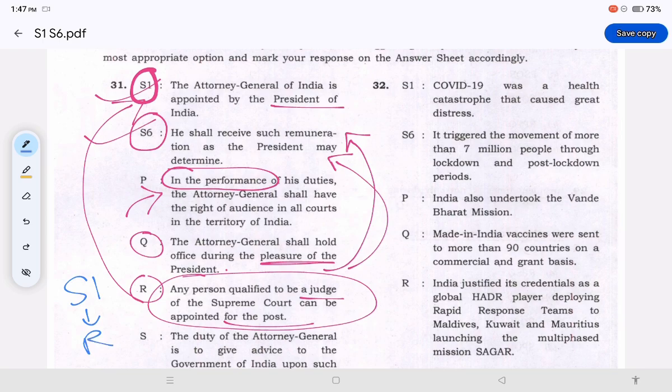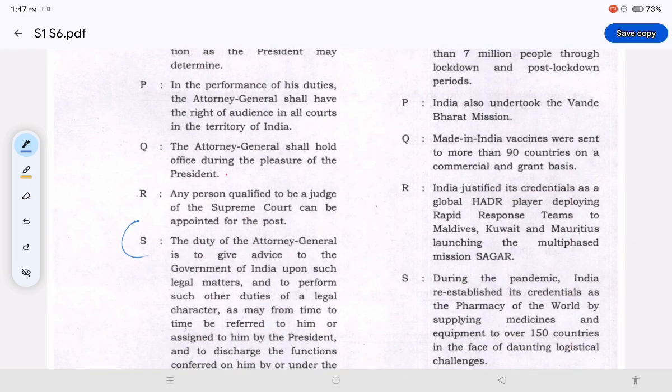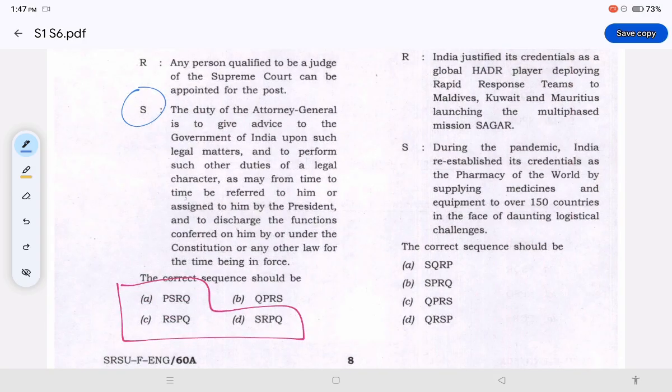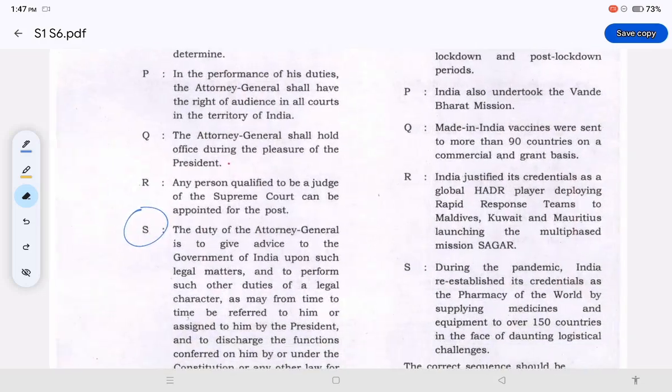The Attorney General of India is appointed by the President of India. Any person qualified to be a judge of the Supreme Court can be appointed for the post. You see how S1 to S6 is an elaboration. It is an elaboration giving us more info. So this is very clear that R is going to come after S1. Now you may ask, how are you so sure? You didn't even read S6 till now. Fine, I'll read S6. But still I have an option. You see, this particular option has R at the beginning. But I do not choose it right now. I'll read the last sentence also.